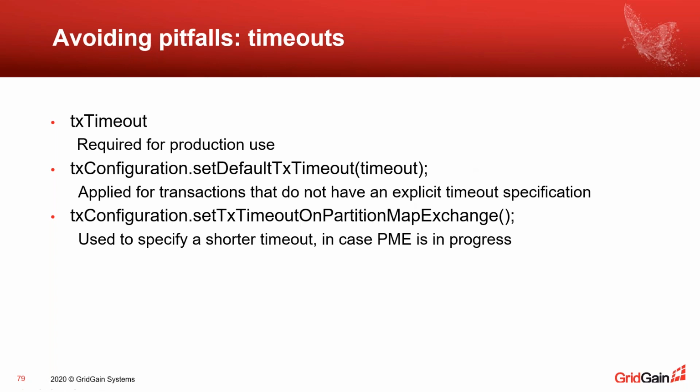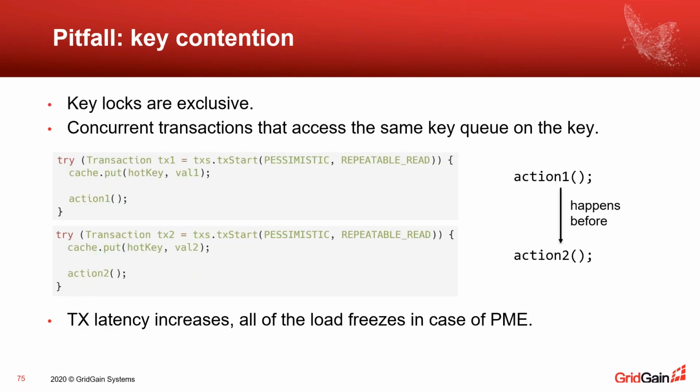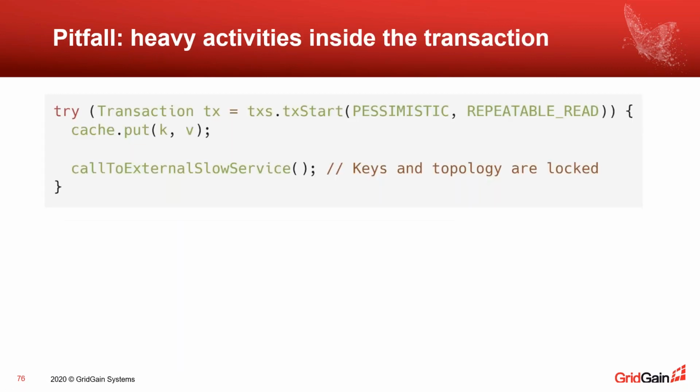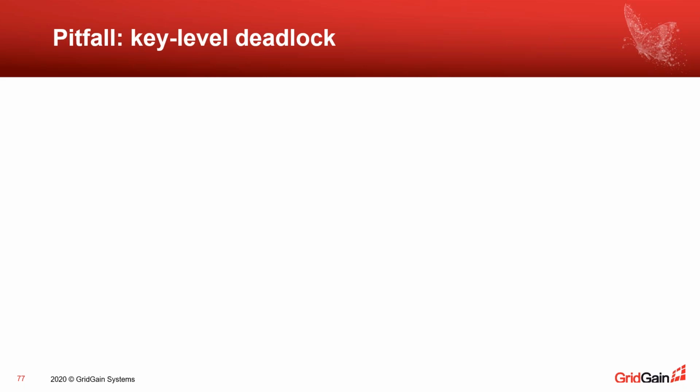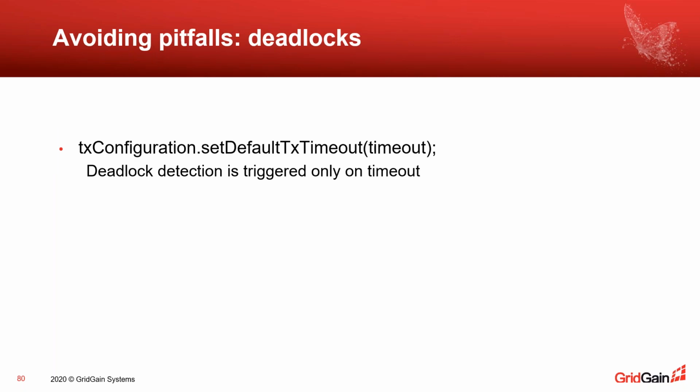So with these timeout options, you will work around the key contention case and the heavy activities inside the transaction case, and those will be worked around by just rolling back your long transactions. And regarding avoiding deadlocks, yes, timeout is also important, because Ignite has an internal deadlock detection mechanism, but it's triggered only on timeout for performance reasons. In case you haven't specified a timeout for your transaction, a deadlock, if it has happened, will not be detected.